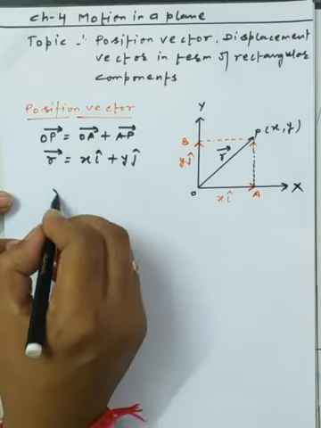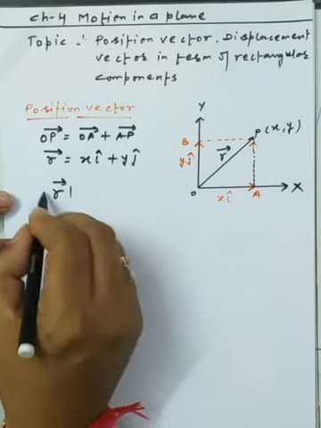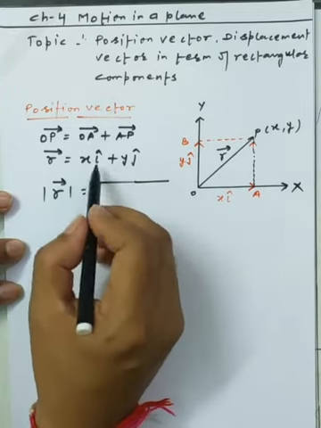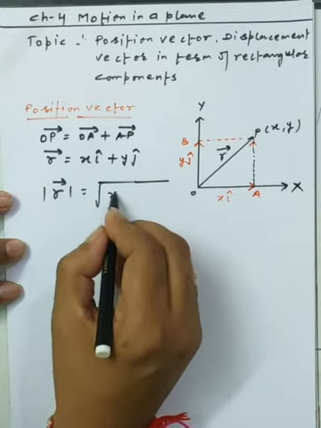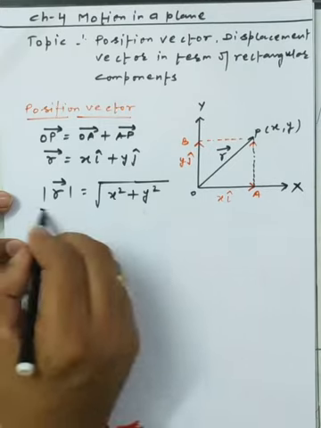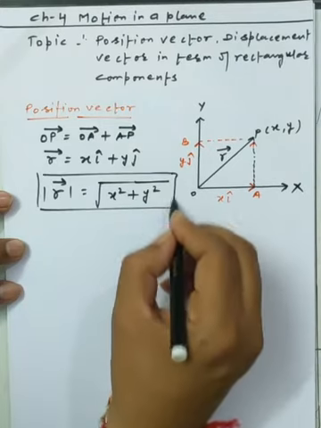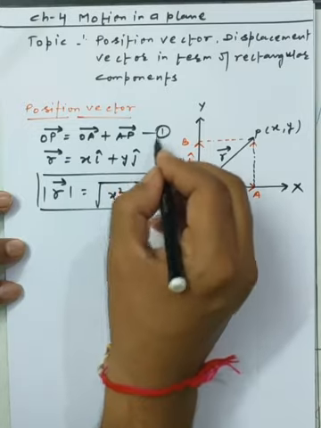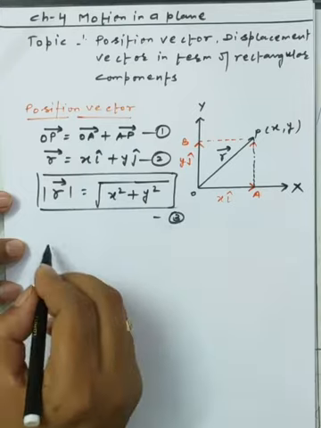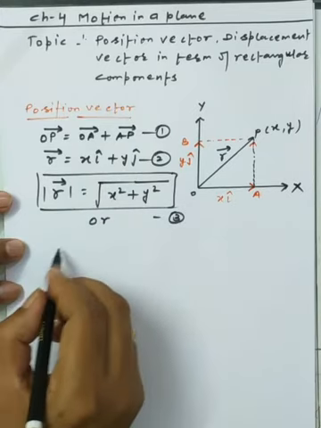And in the part of the magnitude, easily we know that we will take the square of the components of i and j. So here I am writing x square plus y square, or you can directly apply the Pythagoras theorem. This one is equation number 1, equation number 2, equation number 3, or you can do the simple method.